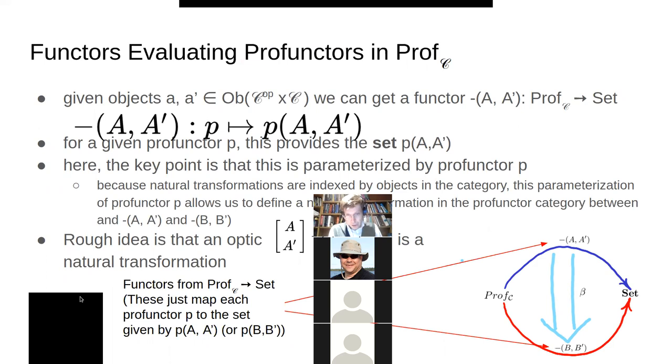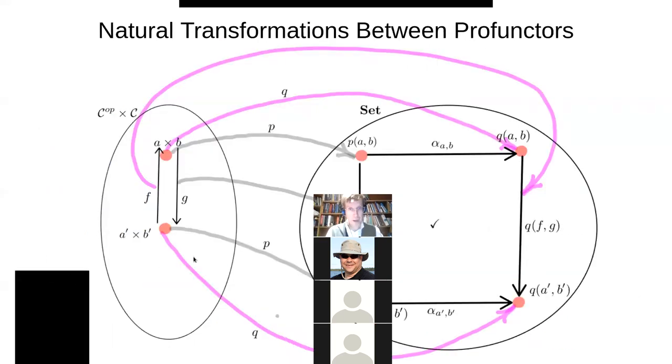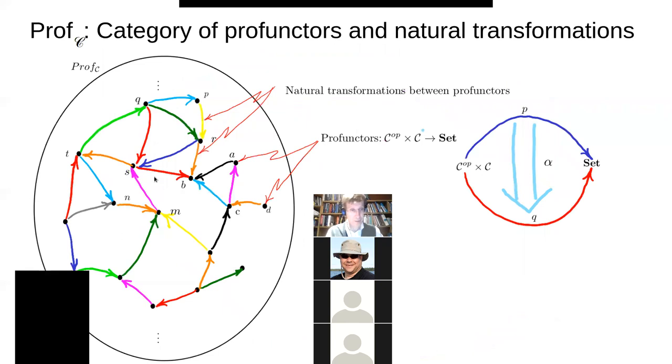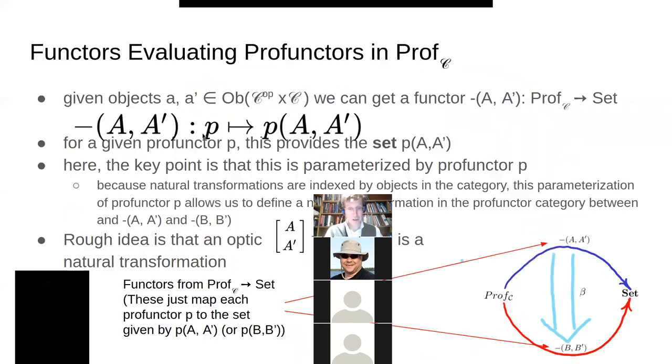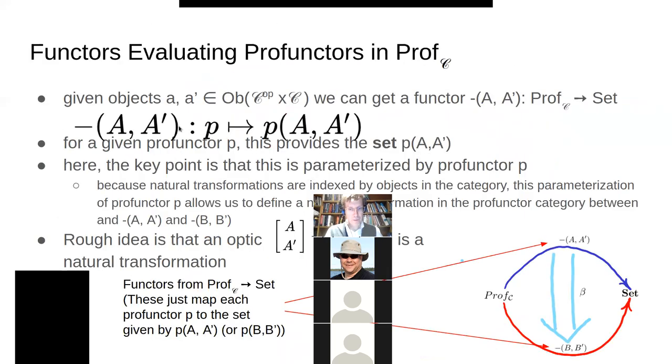Okay, so now suppose you have that category. That category that we saw here. Objects are profunctors, morphisms are natural transformations. Okay, now guess what? For each of those profunctors, we could evaluate it at A comma A prime.